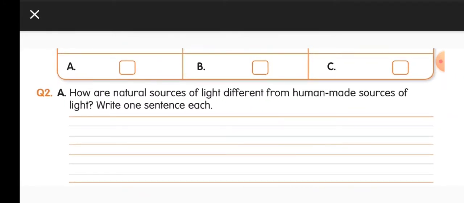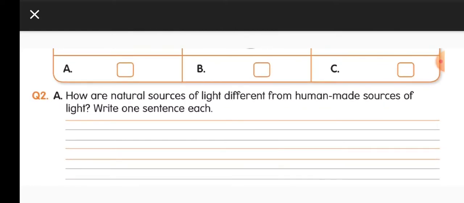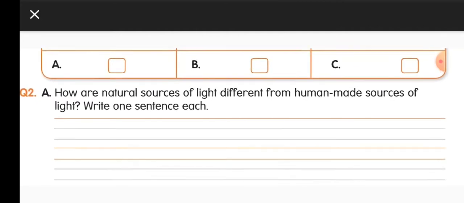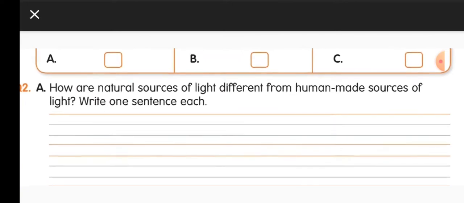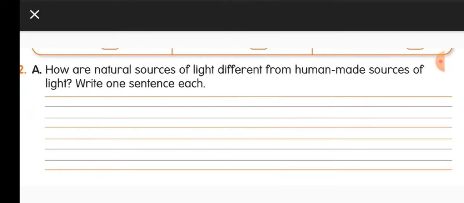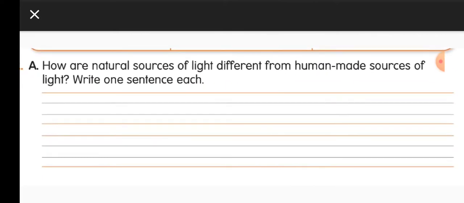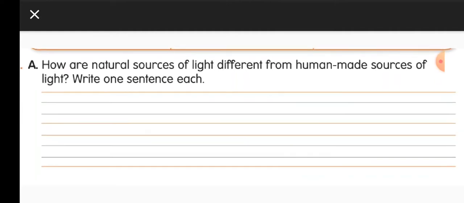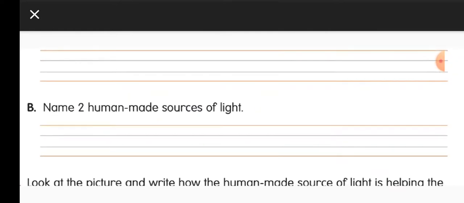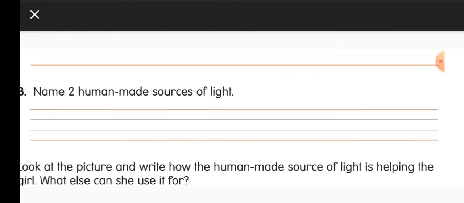Second question, how are natural sources of light different from human-made sources of light? Write 1 sentence each. Natural sources of light give us light, but human-made sources of light we can use even at night time. They help us to do our work even when natural light is not there. So what are you going to write here? Human-made sources of light help us to do our work even at the night time, right? Name 2 human-made sources of light: torch and tube light.